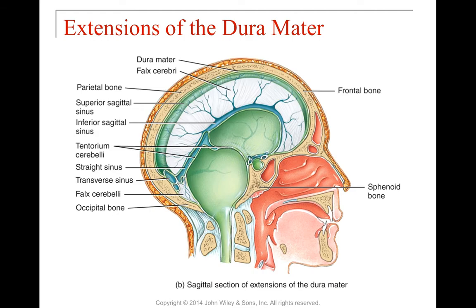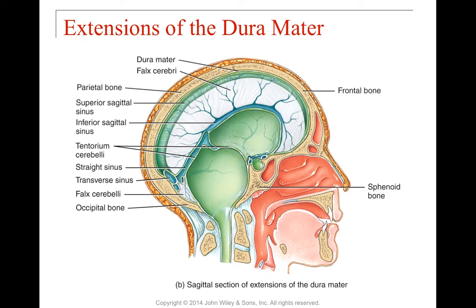All right, so this is what I was just talking about. There are these extensions that come out of the dura mater. So here's the dura mater here. These extensions are actually going to separate out the different regions of the brain. So here's the falx cerebri, here's the falx cerebelli, and here's the tentorium cerebelli, and they're going to separate the three major regions. So the falx cerebri is going to separate the two different cerebral hemispheres from one another. The falx cerebelli is going to separate the cerebellar hemispheres from one another, and the tentorium cerebelli is going to separate the cerebellum from the cerebrum.